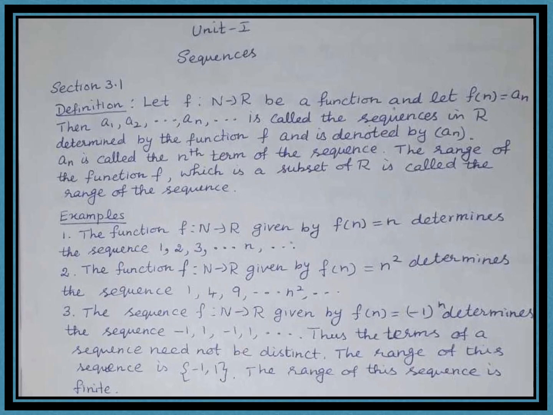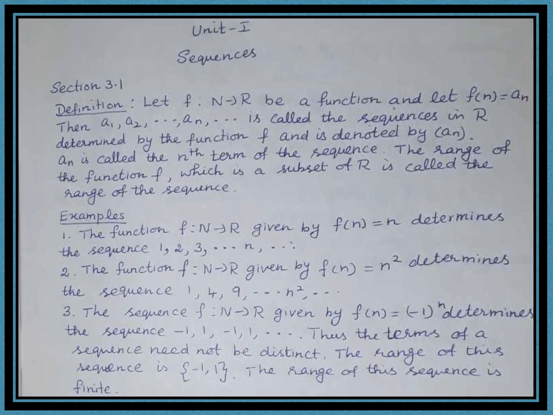Now let us start with the definition of sequence. Let us consider a function f from the set of all natural numbers to the set of all real numbers defined by f of n equal to an. When we take the values of n as 1, 2, 3, etc., we will have the image of that value in the real set as a1, a2, etc., an, etc.